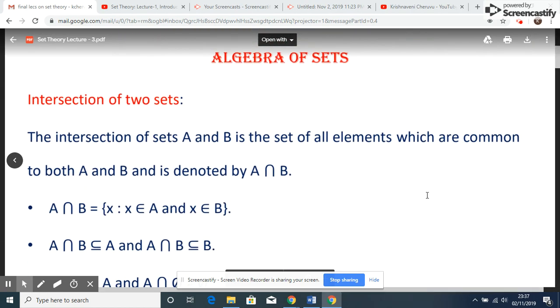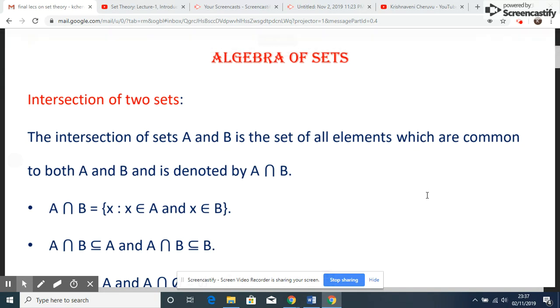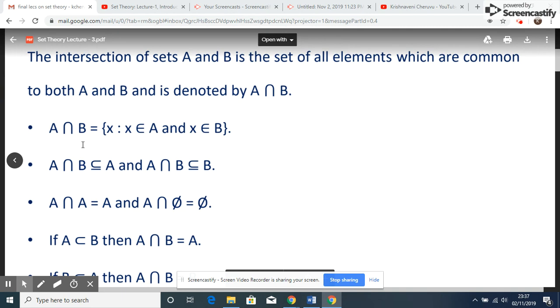Let us start with intersection of two sets. If A and B are two sets, then the set of all elements which are common to both A and B is called the intersection of the sets A and B, and it is denoted by A intersection B. It is the set of all the elements which are both in A and in B.